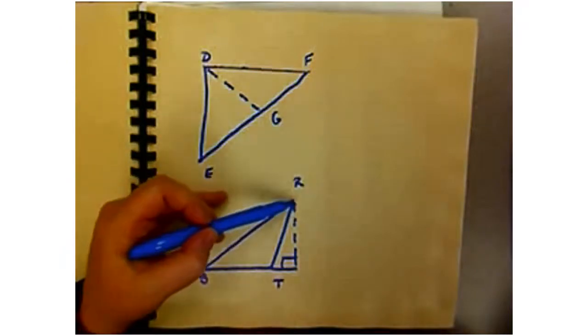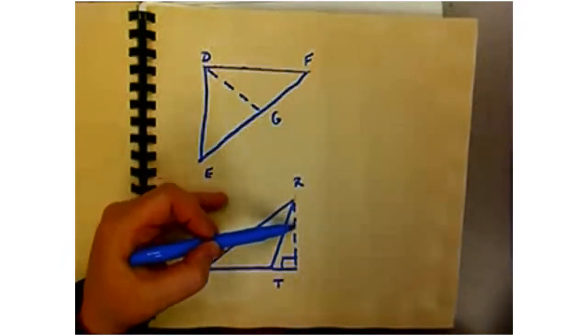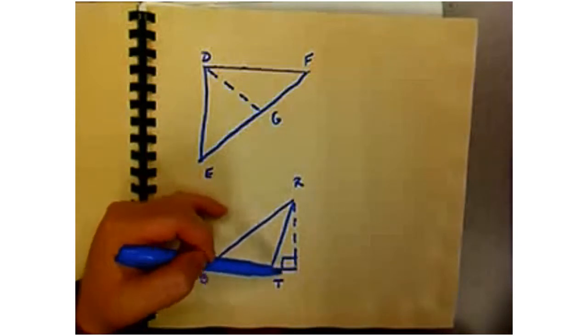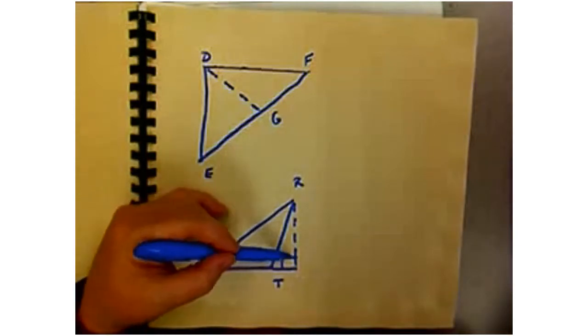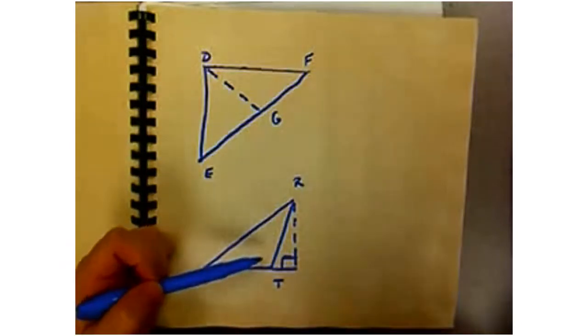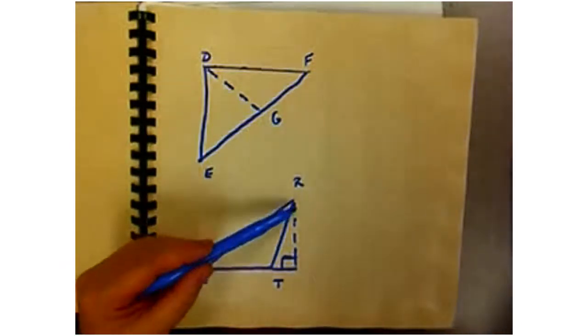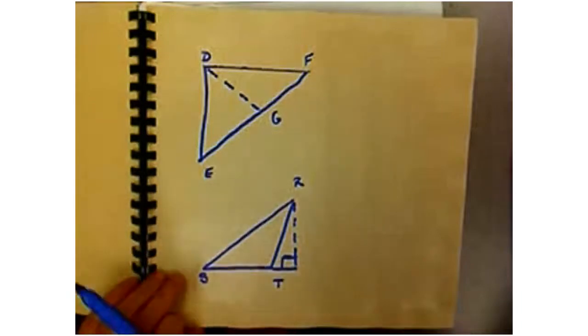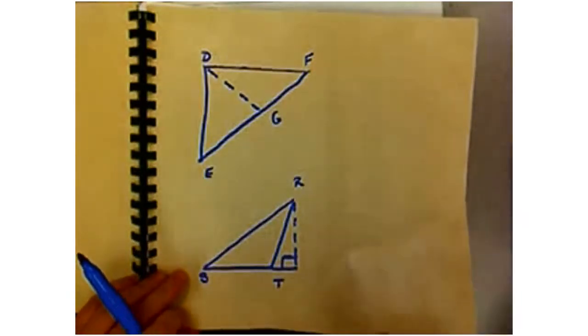There's a heavy dotted line coming from vertex R, perpendicular down to the extension of our base, ST, with a right angle indicator. So this is a yes. It's an obtuse triangle showing its height on the outside of the triangle, showing its altitude on the outside.